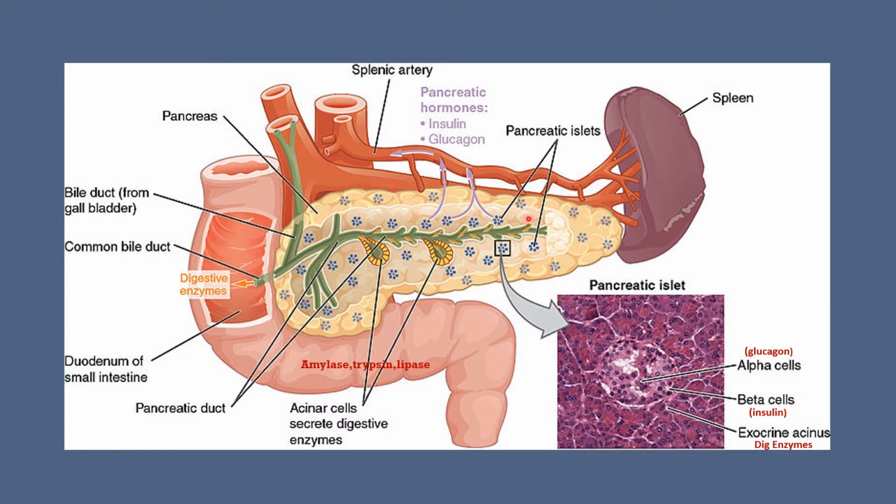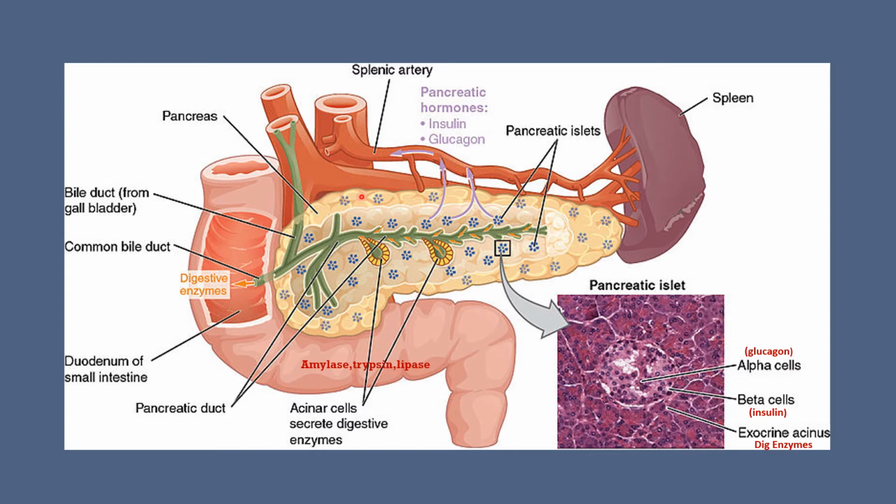Scattered among this exocrine portion is the endocrine part of the gland known as the islets of Langerhans. As can be seen here, it consists of alpha cells, which produce glucagon, which increases the blood glucose, and beta cells, which produce insulin that reduces the blood glucose. And surrounding that, as I said, are the exocrine acini which produce the digestive enzymes, which are responsible for the digestion of carbohydrates, proteins, and fats.